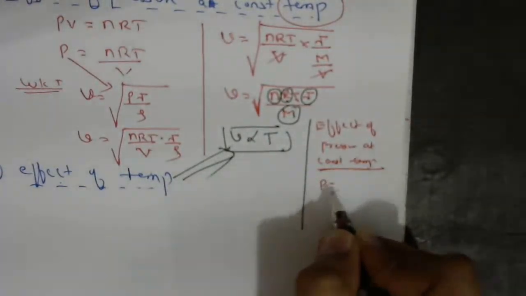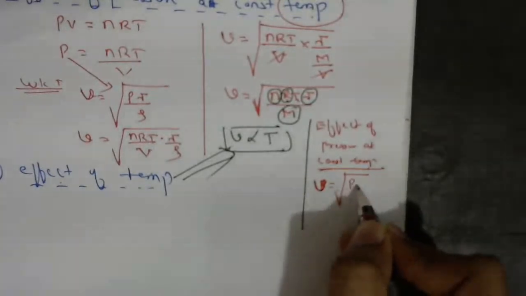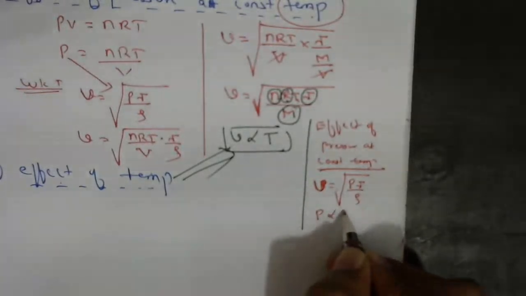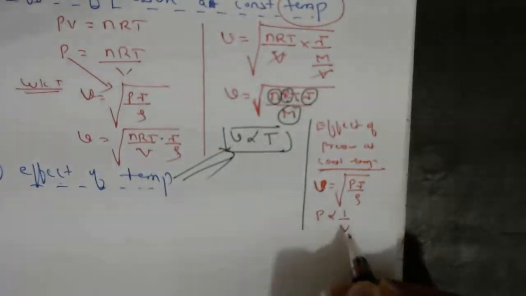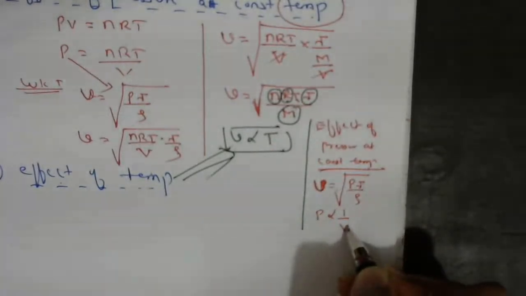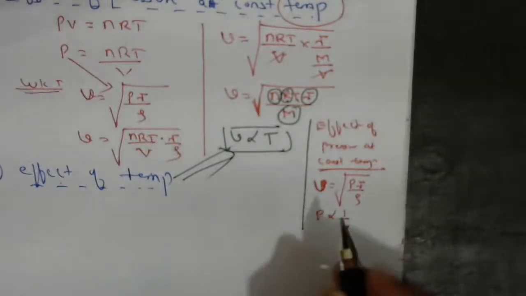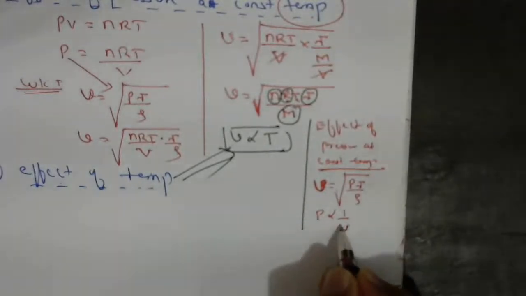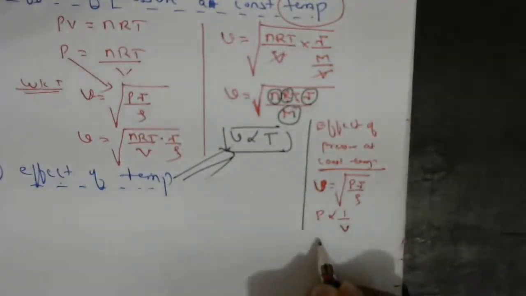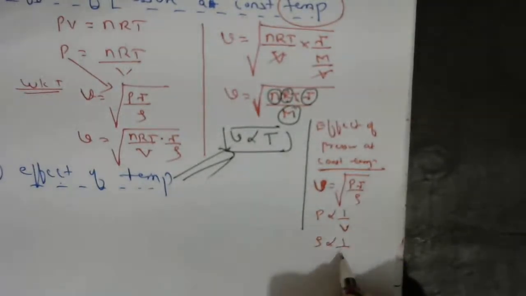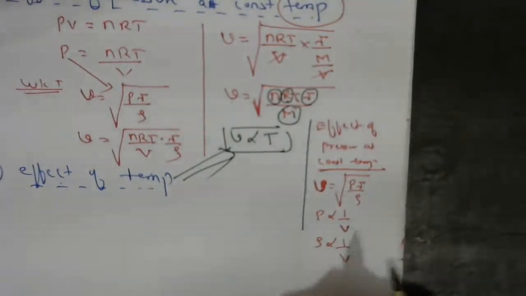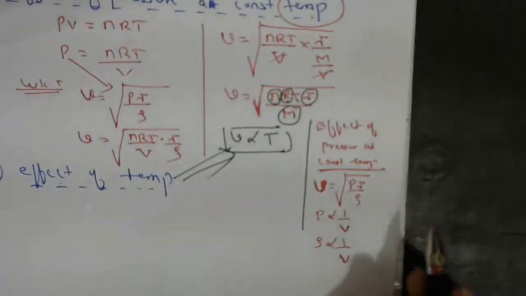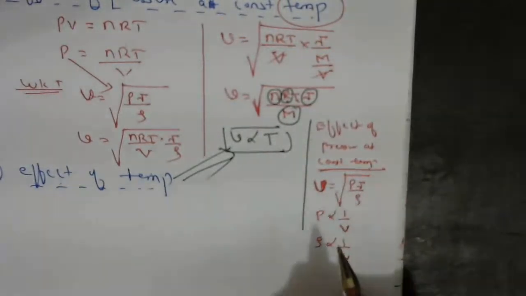Here we know that velocity of sound is equal to square root of pressure times gamma upon rho. Pressure is inversely proportional to volume, correct? That is Boyle's law: pressure is inversely proportional to volume at constant temperature. Volume can be written as mass over density. Mass is constant, so density is inversely proportional to volume also. Now compare these two. We can say that there is no change in velocity of sound.